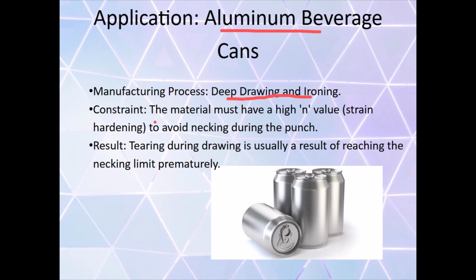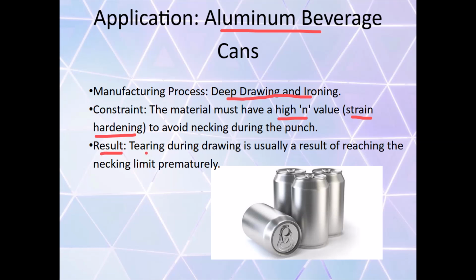Why is necking instability considered here? Because the material must have a high n value. That is, the material should have more strain hardening to avoid necking during the punch. When the cans are punched, the material should withstand it without necking and fracture, so it should have high strain hardening, that is, a high n value.